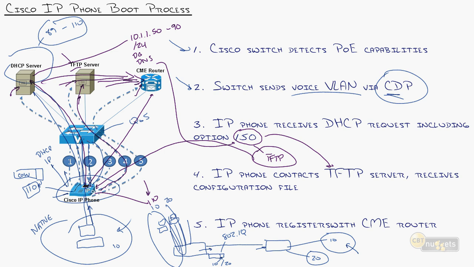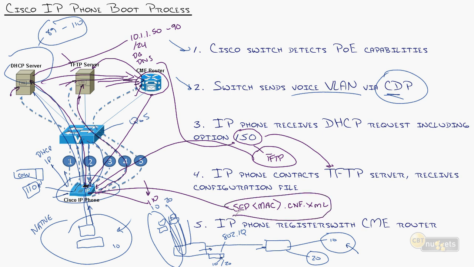And by the way, here is a little Who Wants to Be a Millionaire trivia. The phone will actually look for a file named SEP and its MAC address, which is 12 characters, then .cnf.xml. As you configure the phones, I say, okay, I want this phone to have 5 lines, and I want this phone to have this and that. The CME router will actually generate a configuration file for that phone and store it on the TFTP server. So if the phone has been configured, it will find that file, which is SEP and its MAC address.